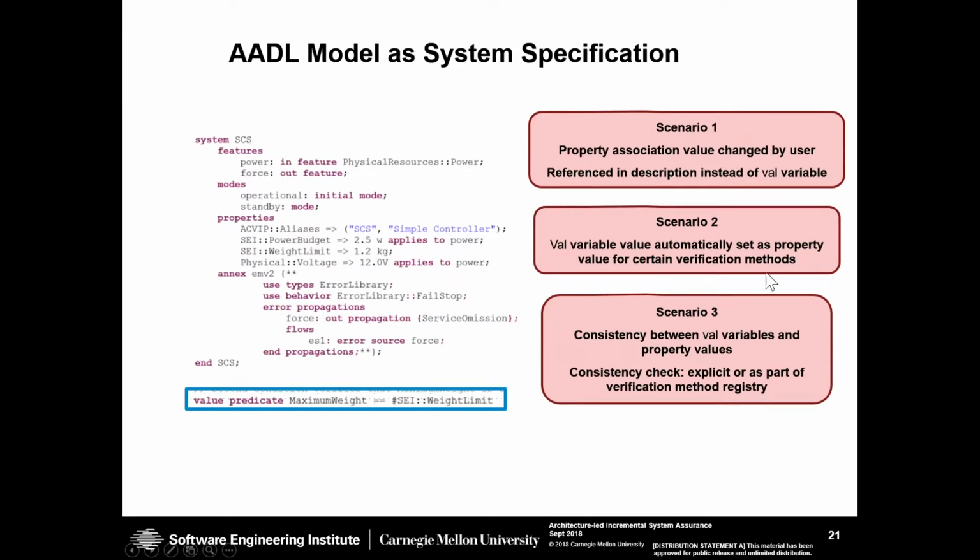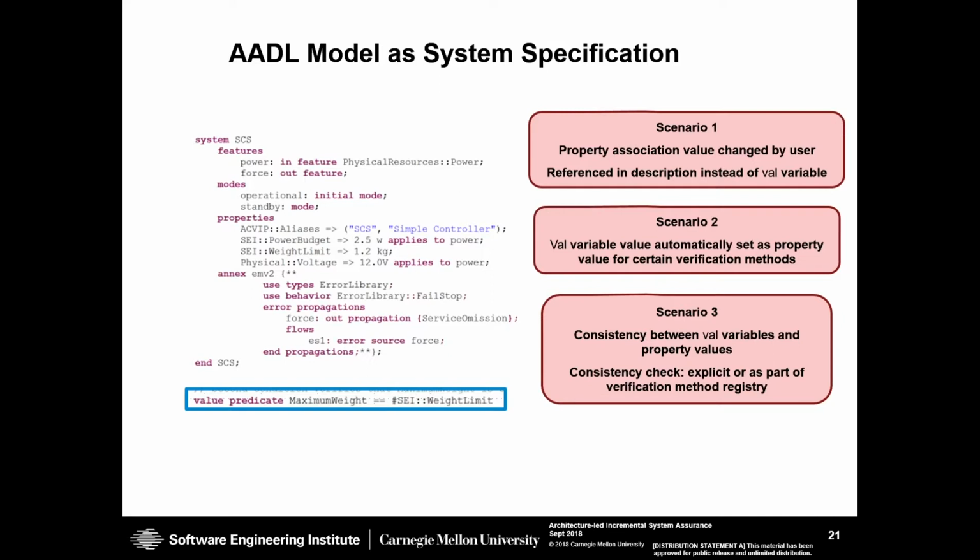The second scenario is, well, we specified the val variable on the requirement side, and we get Alisa to make sure that those values are set as properties in the model, because an analysis assumes that the values are there as properties rather than passed in as parameters. So we have a way of doing that by specifying a verification method in which the parameter passing is to be done. We'll see that in a moment.